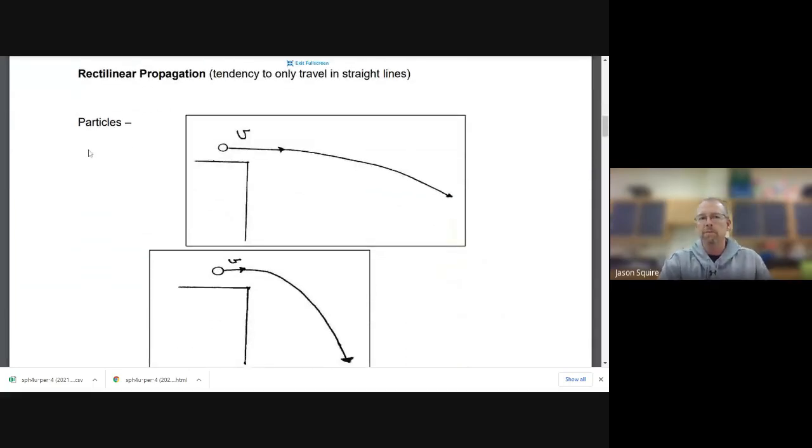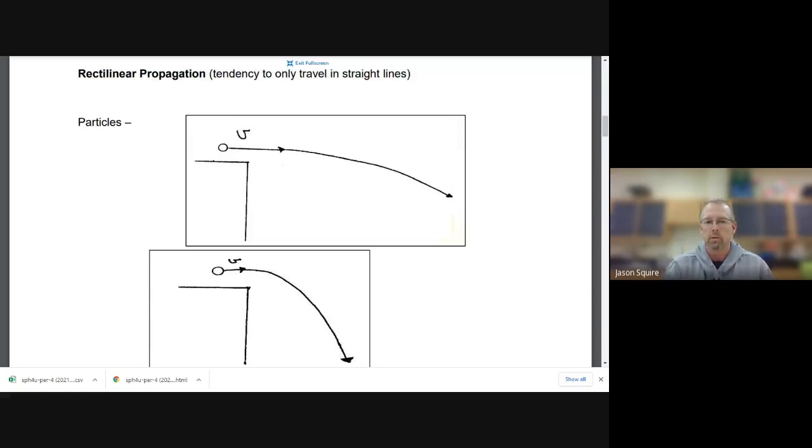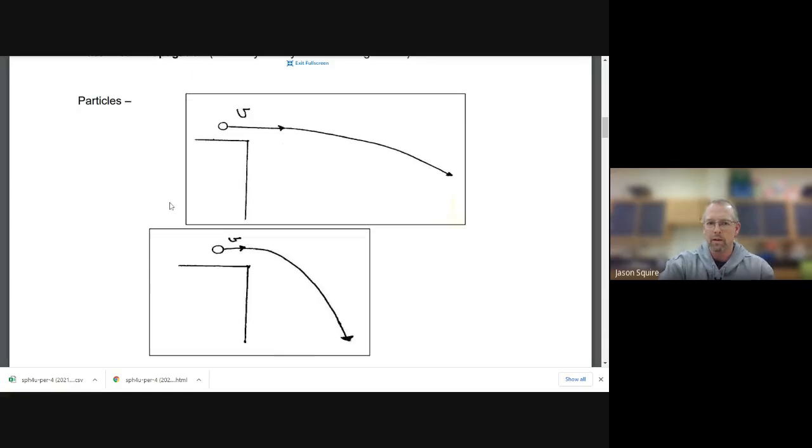Rectilinear propagation, that's a fancy sciencey way of saying traveling in a straight line. And particles, you'll see this from the video. In the video, they have a guy on a motorcycle, and when he's going very fast, it appears that his motion is more straight than if he was going slow. This is a guy on a motorcycle going off a cliff. If he's going slow, his motion appears to be this trajectory, and if he's going very fast, it's more of a straight trajectory.